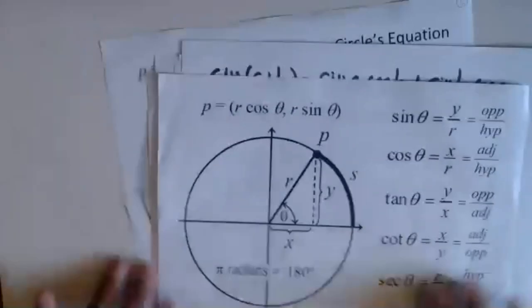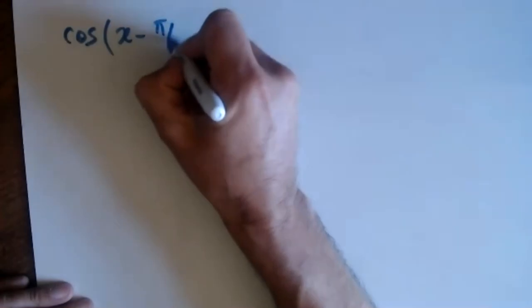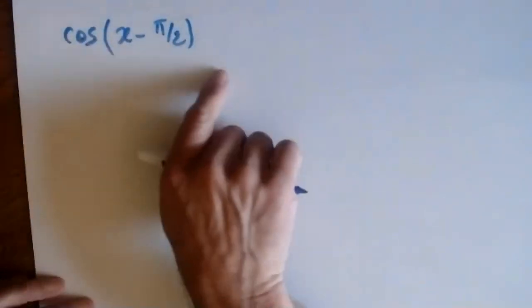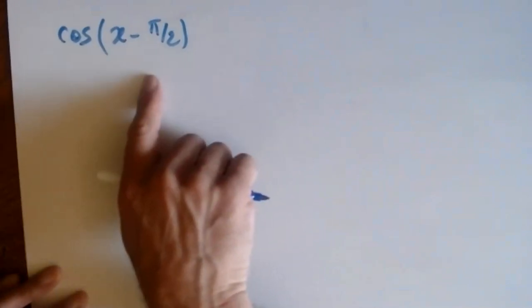So let's begin with this. We have the first problem here. We have to prove the next identities. Let me just go to page 32. We have cosine of x minus pi over 2. Write the next expression in terms of sine, cosine, or tangent of an angle. So we have to reduce this expression, simplify this one.